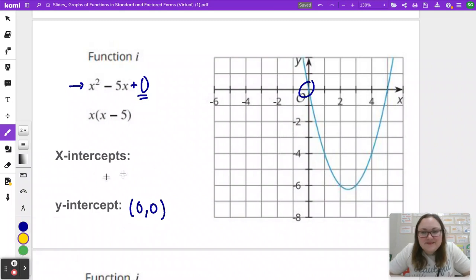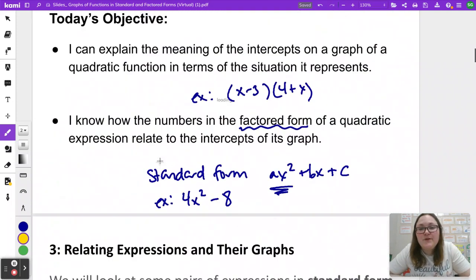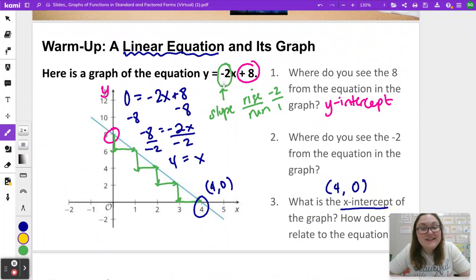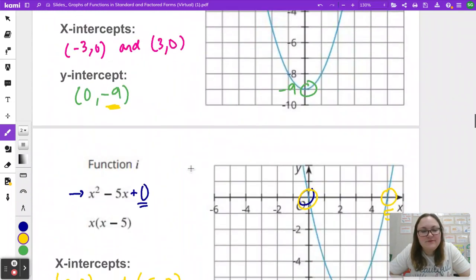Now for the x-intercepts. When we look at our graph, our x-intercepts are also at (0, 0), as well as this point here at the number 5. So we have x-intercepts at (0, 0) and at (5, 0). The way we connect this to our factored form is similar to what we did all the way back up here with our linear equation. We said for those x-intercepts, you can connect them to the equation because it was where y equals 0. Remember how we switched out the y for a 0 and we solved this equation? The same thing is going to be true down here.